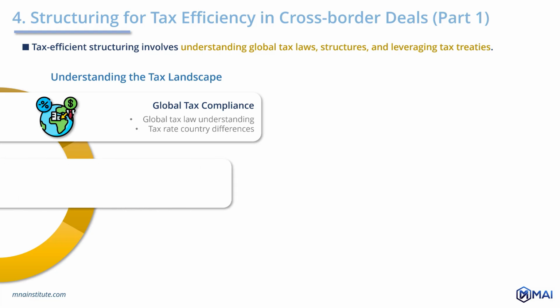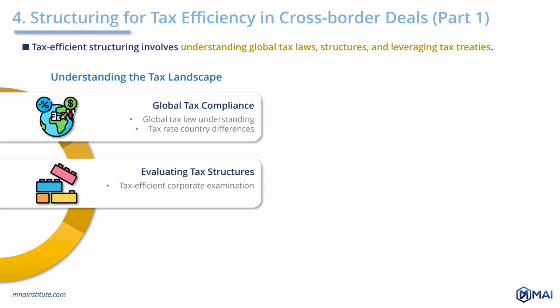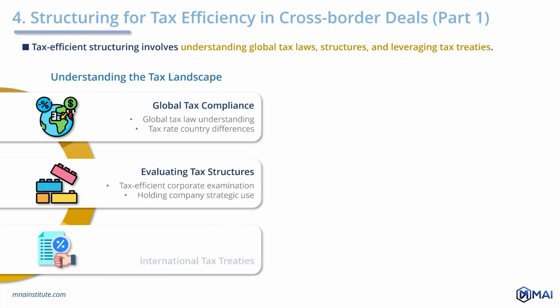2. Evaluating tax structures. Examine various corporate structures to determine the most tax-efficient setup. Considerations include the use of holding companies, subsidiary locations, and the flow of funds across borders. 3. Utilizing international tax treaties. Leverage tax treaties between countries to reduce withholding taxes and avoid double taxation. Understanding treaty networks is key to structuring the deal efficiently.